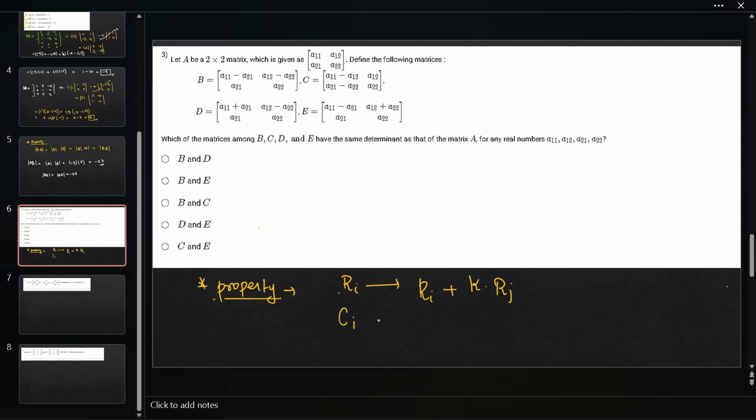Similarly, if I do any column operation like ci is ci plus some constant k times some other column cj, in that case also the value of determinant will not change, where k is some constant, that is some real number. So now let's see what we can do here.